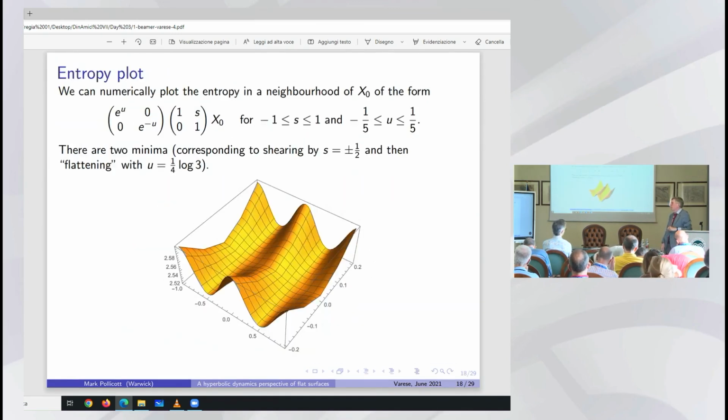And so here's a plot of what the entropy looks like on the orbit under shearing or under flattening. So I mean, I'm back in 2 dimensions, and you can sort of imagine that there are 2 minima in here somewhere around about here and somewhere around about here, which minimize the topological entropy. Anyway, so that's the sort of analog of the result in the context of flat surfaces.